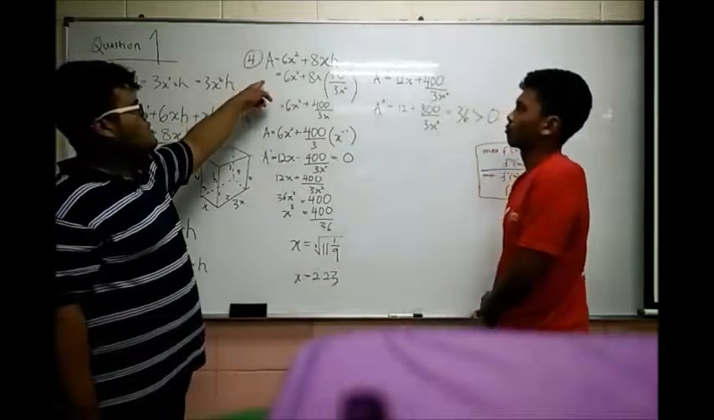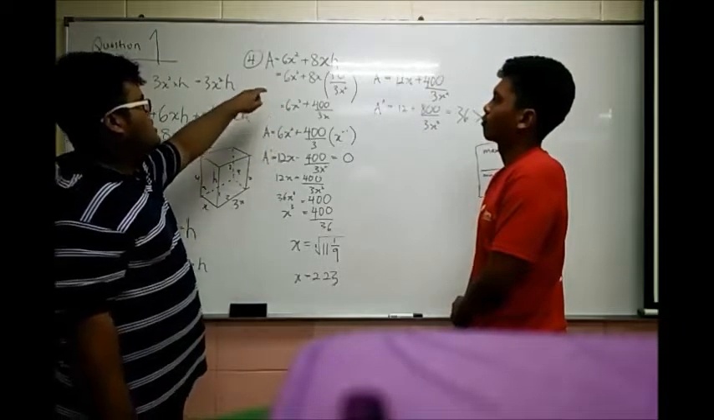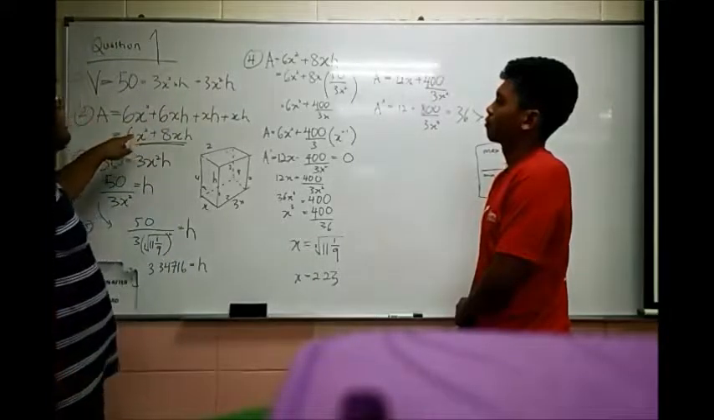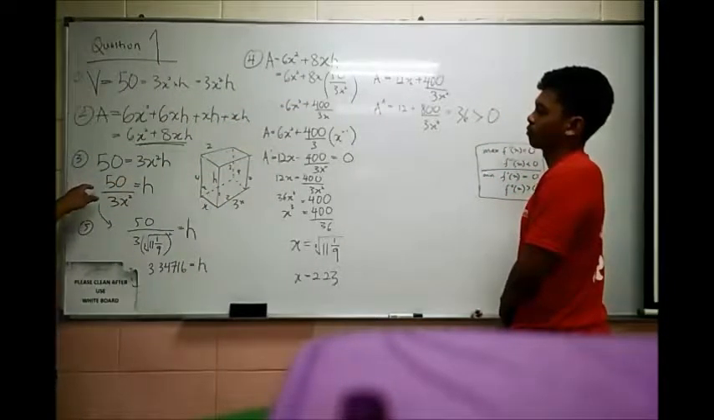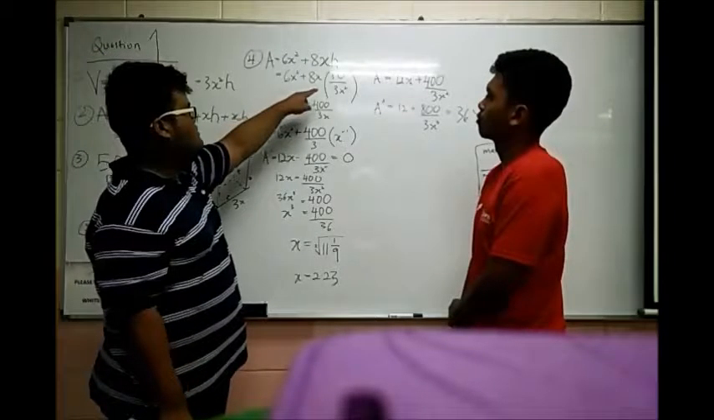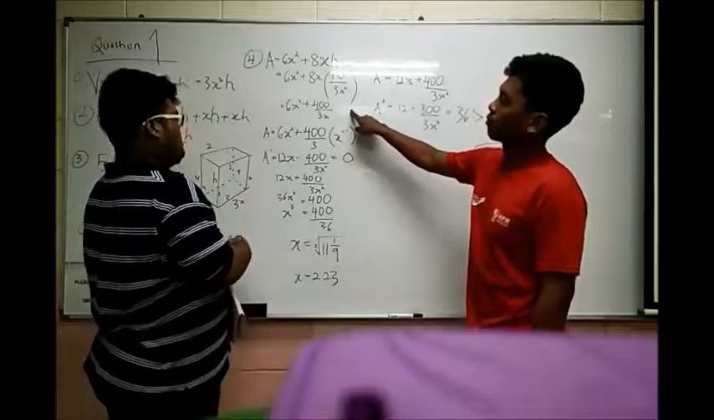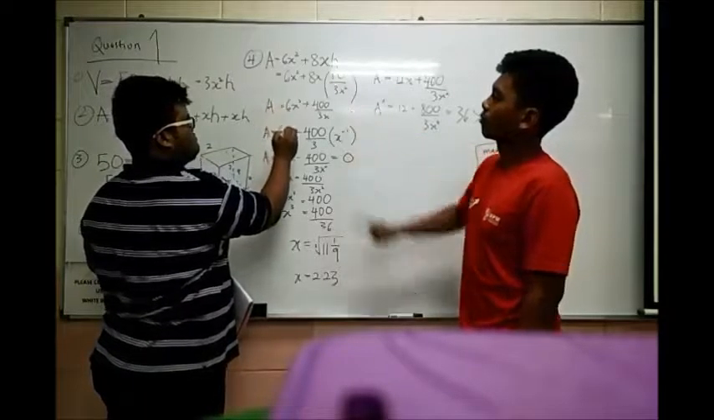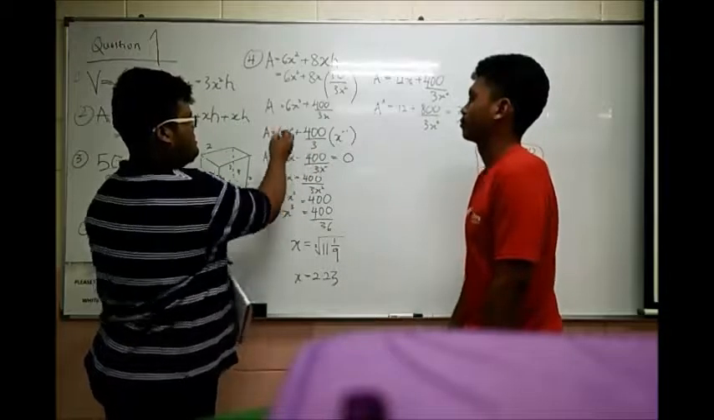Then let's move on to the 4th step, which is 6x squared plus 8xh. I just take it from here and substitute this value. Since we now know h, we substitute h with 50 over 3x squared, and we got this. So this is for part a.